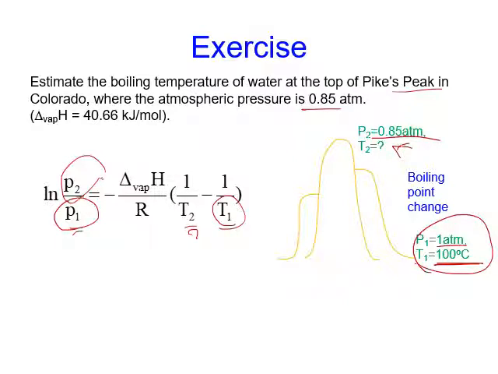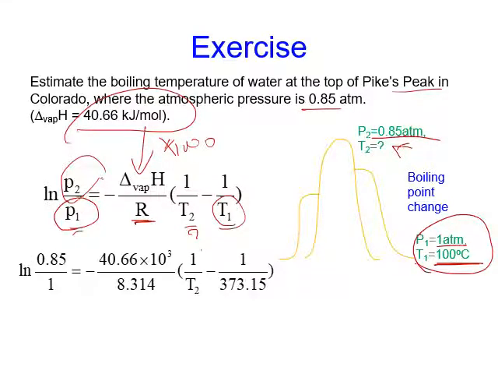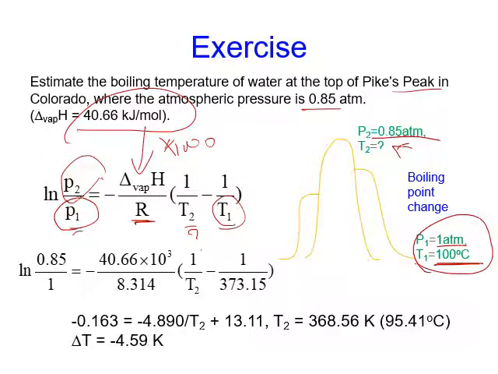So plug in all the data. Delta H is 40.6 kilojoule, so you need to change to joule. All right, so times 1,000, and R is in joule. So here, plug in everything. All right. The calculated temperature is 368 Kelvin, which is 95 Celsius. So this tells us that when you increase elevation, the pressure decreases. When pressure decreases, boiling point decreases. Here, the boiling point is about 95 degrees.